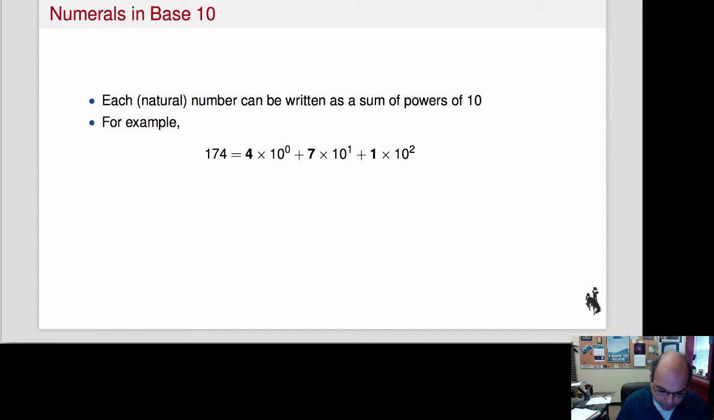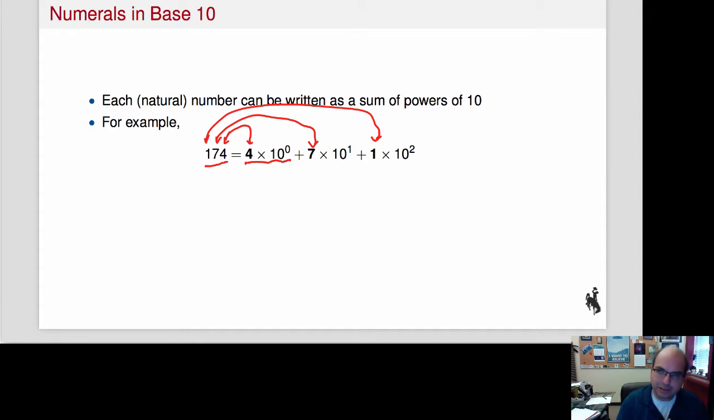So here's the number 174, okay? I'm thinking of that actually as the number 174. And the way that we write it like this is we say, well, that's 4 times 10 to the 0. That's the 4, right? Plus 7 times 10 to the 1, that's the 7, plus 1 times 10 to the 2, or 10 squared.